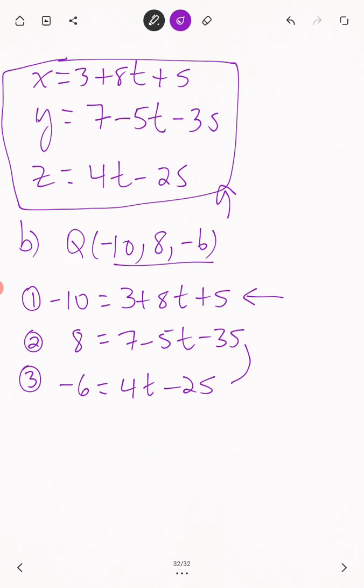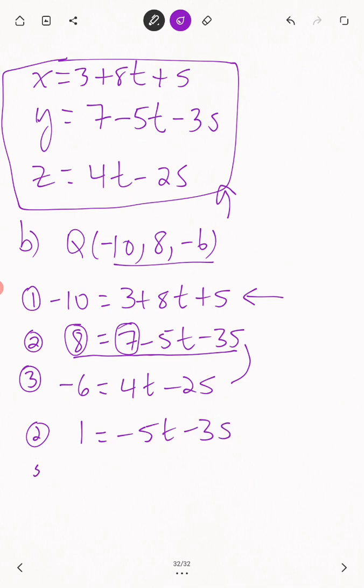So how can we solve equations 2 and 3? Well, first of all, let me just simplify equation 2 a bit because I've got like terms here with the 8 and the 7. So I'm going to make that into 1, taking the 7 over to the left side, equals negative 5t minus 3s. And then equation 3 is negative 6 equals 4t minus 2s. So we need to go back to our grade 10 methods here, and we can solve either by substitution or elimination. I'm going to do elimination.